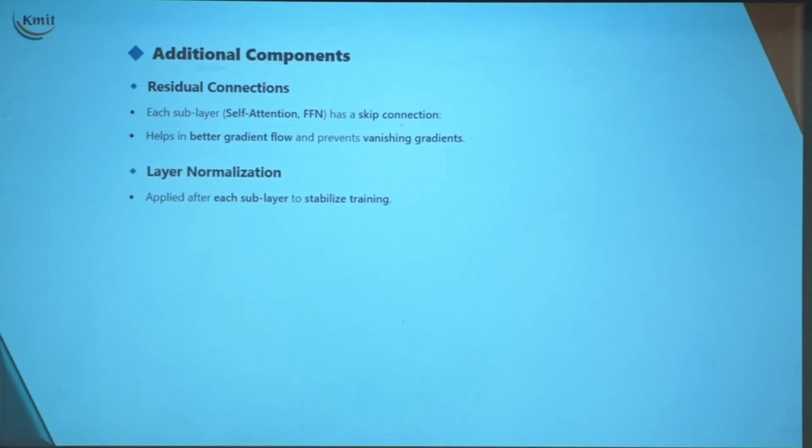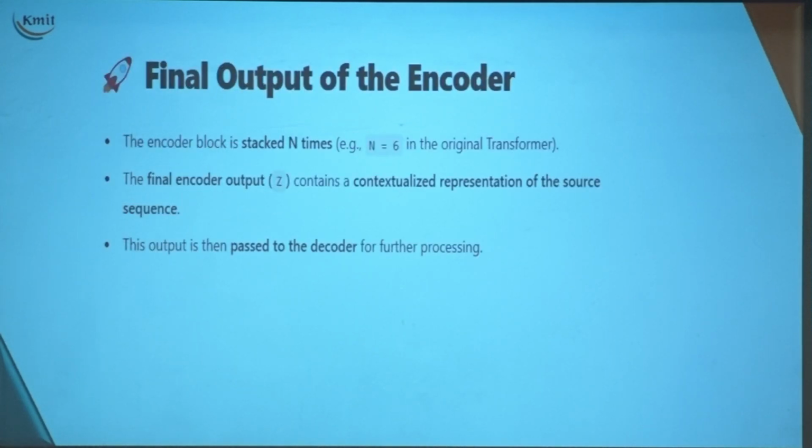Okay. Next, why do we use layer normalization? For normalizing the features, with which I'll get stabilized training. Okay. So what is the final output of the encoder? Transformed features in a matrix representation. As you can see, the encoder block is stacked n times. When I talk about the original classic transformer, what is the size of n? 6. Okay.